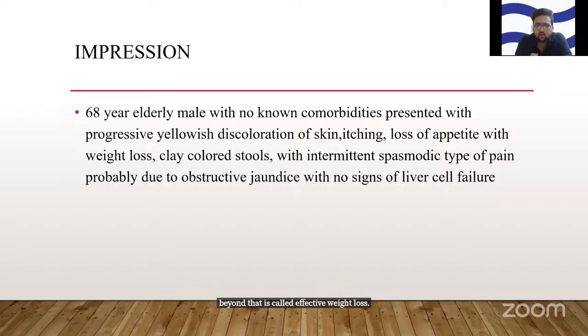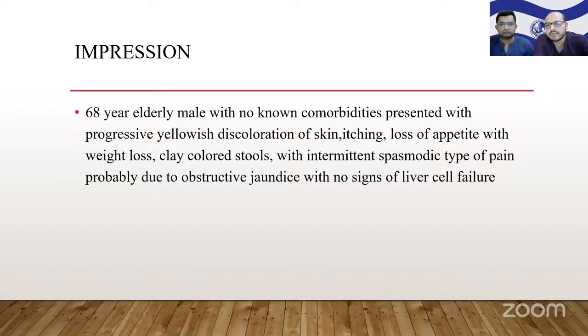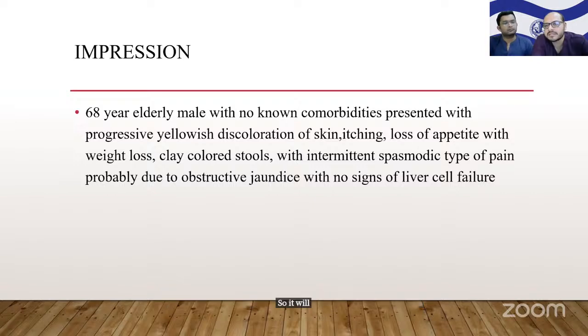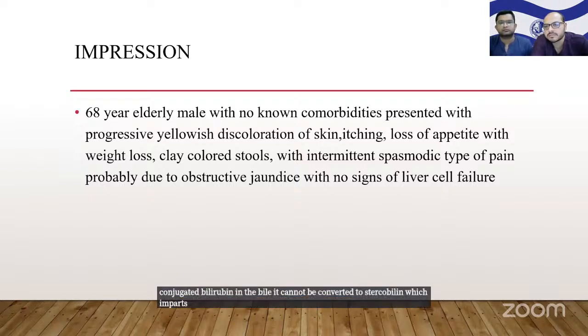Why will this patient have clay-colored stools? Sir, in obstructive jaundice, there will be obstruction to the outflow of bile. So the bile cannot be drained into the intestines. So it will be reflux back into the circulation. Since there is no conjugated bilirubin in the bile, it cannot be converted to stercobilin, which imparts color to the stools. Okay.